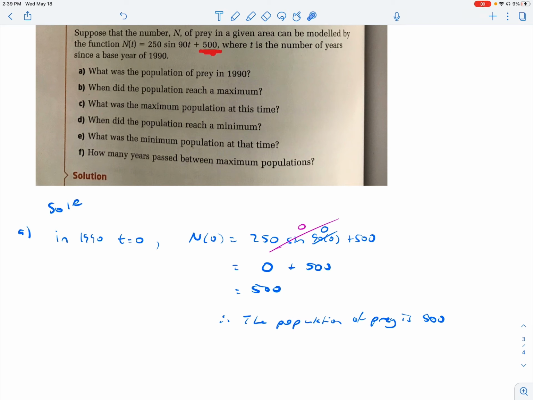Okay, another way to look at this is also a sine function up here, and the center line is at 500. Note there's no phase shift, and sine always begins at the center line. So if there's no phase shift, it's going to begin here, which makes sense. That's exactly what we got.